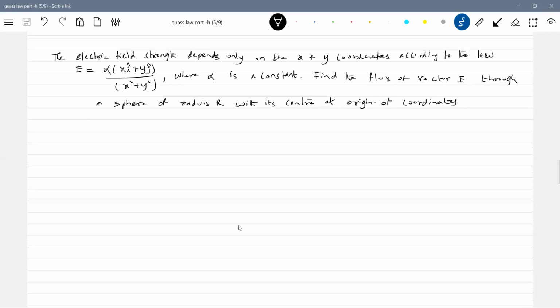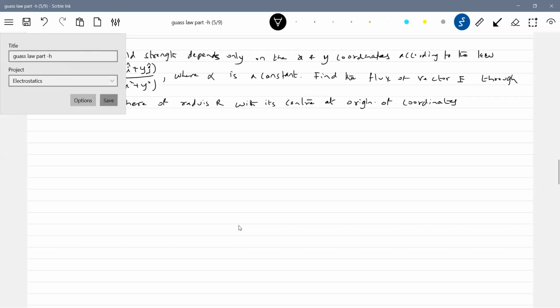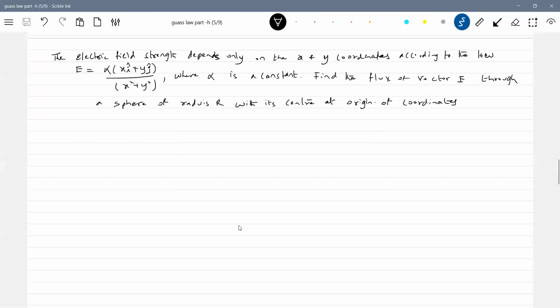Okay, I should give at least 2-3 minutes of time to assume things and draw the diagram. What is the flux? Flux is asked. So E bar dot ds bar, shall we write it? But flux through a sphere of radius r, and look at the field that we have.